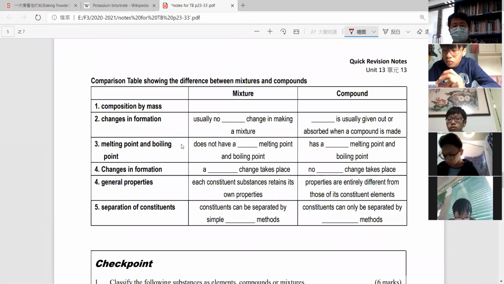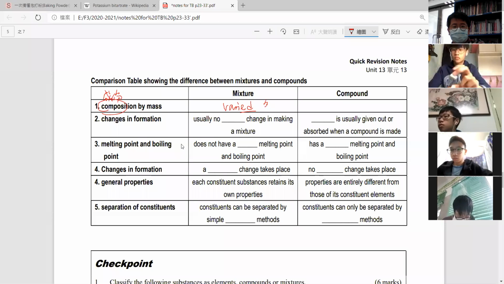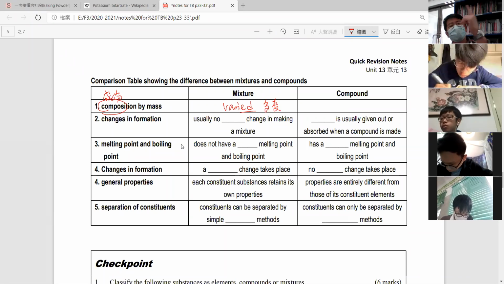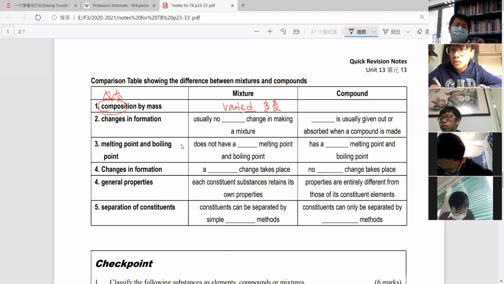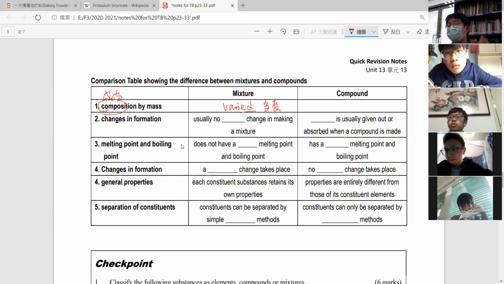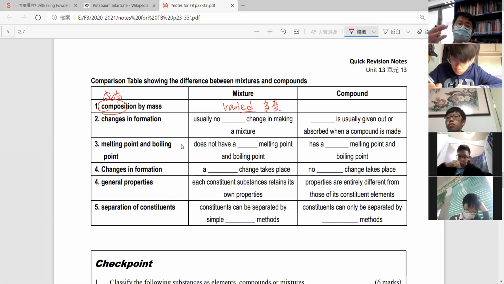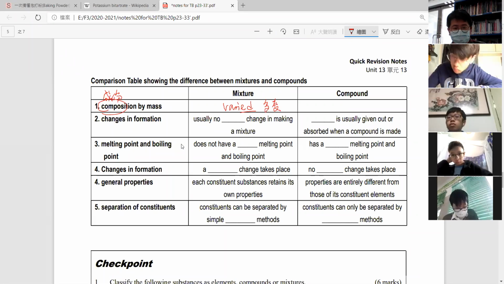First of all, mixture, composition by mass, 成分. If you want to talk about a mixture, it is variable. It's varied, 多變嘅. Which means that if you want to make a mixture of red bean and green bean, only having one red bean in a bag of green bean is already a mixture. Okay, how about adding two beans? It's still a mixture. Three beans is a mixture, right? With a mixture, the composition can be controlled by you, such that you can have different types of mixture.